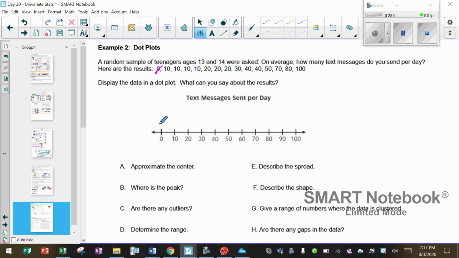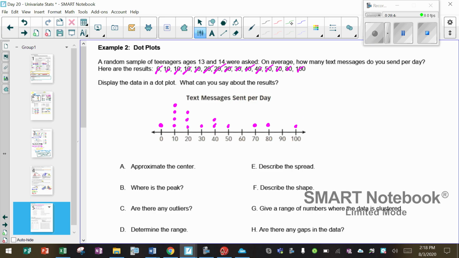There's a score of 0, so we put a dot at 0. 1, 2, 3, 4 tens. So we're trying to put these evenly spaced, and one dot on the graph for every time that number showed up. 20, 20, 20. 3 twenties. 1 thirty. 2 forties. 1 fifty, 1 seventy, 1 eighty, 1 hundred.